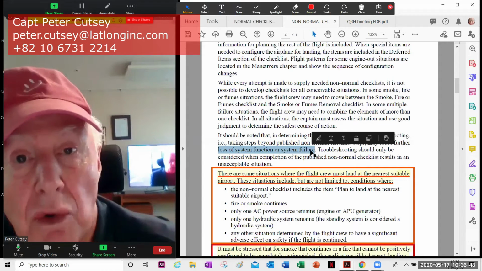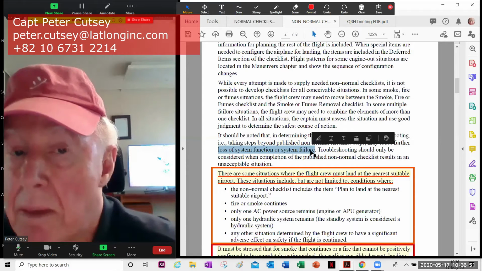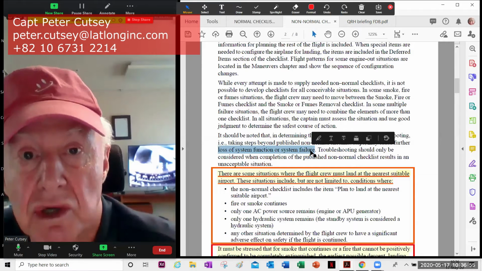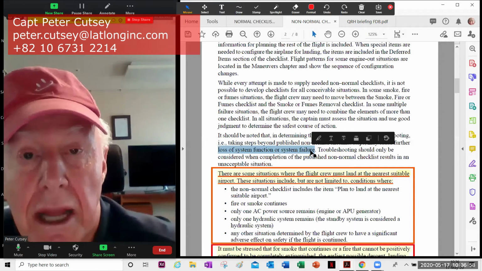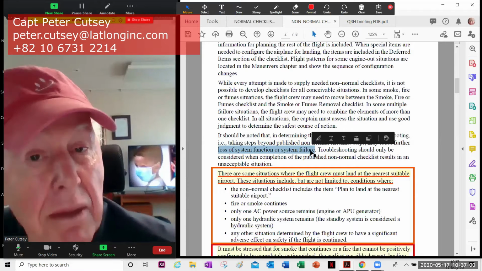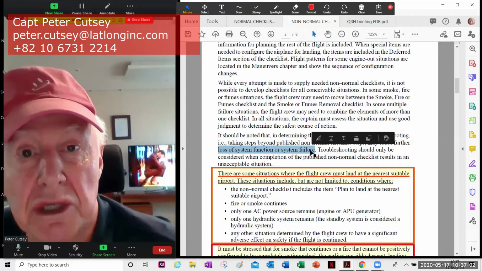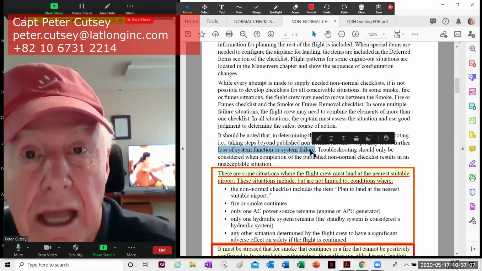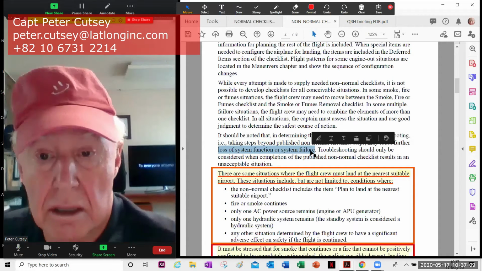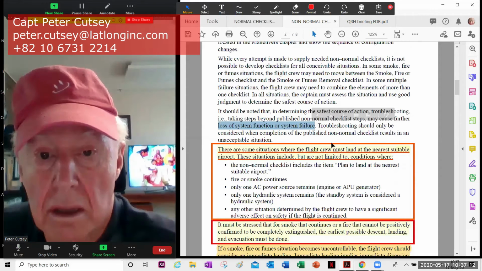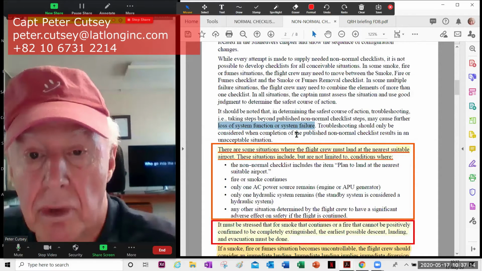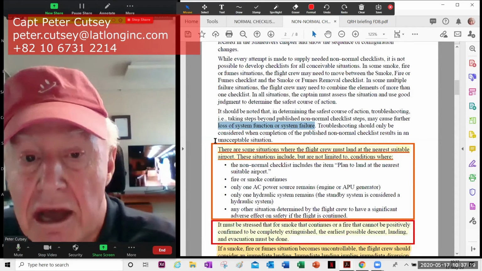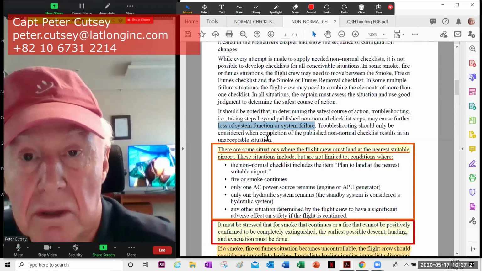And when I say override, they really will be supplemental information. No company will override what the manufacturer says on how to fly the airplane and how to conduct a checklist. But they may provide additional information that you must follow as standard operating procedures. In any case, you have to use your head. Troubleshooting should only be considered when completion of the published non-normal checklist results in an unacceptable situation. That's called airmanship.